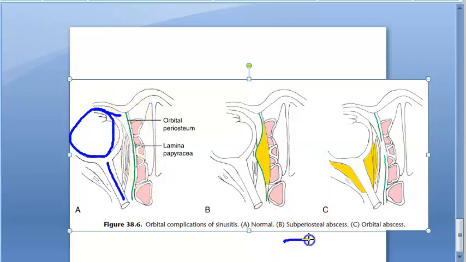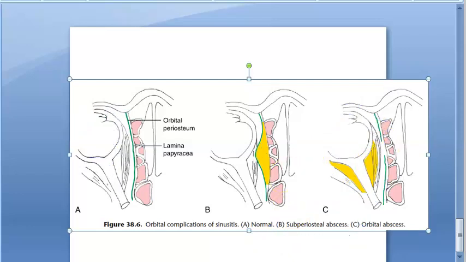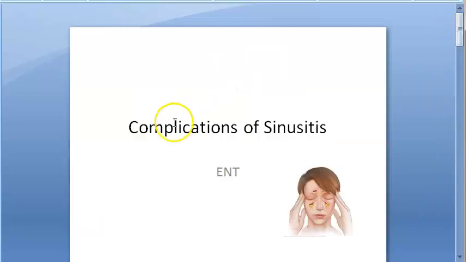So when they want to show subperiosteal abscess, below the periosteum there should be abscess. So here below the periosteum they are showing abscess. Orbital abscess is here within the orbit. The pus is shown in yellow here. So the content of the abscess you can see is shown in yellow. So this is subperiosteal abscess and this is going to be orbital abscess. Okay, very good. So we have tried to understand the complications of sinusitis in this video, very brief.